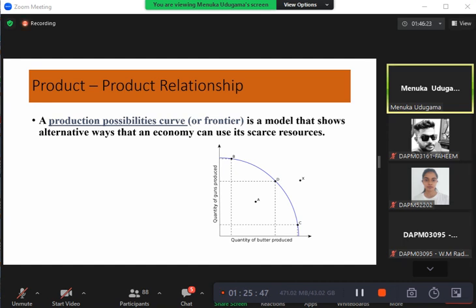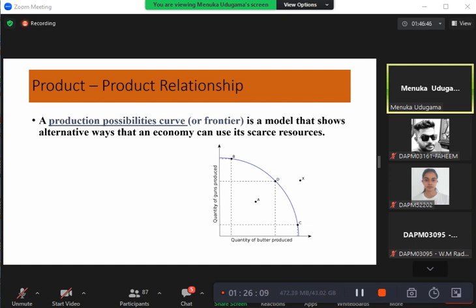whether we should produce all the products in the country, or whether we should consider international trade, and if so, how much international trade. To understand the principles, we can use this graph. So the product-product relationship, or the production curve, is an important concept.